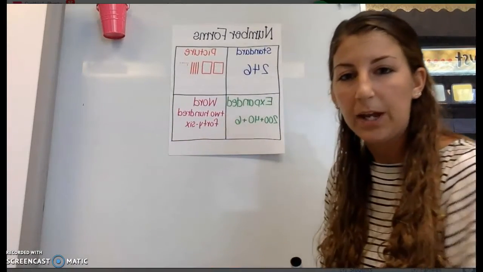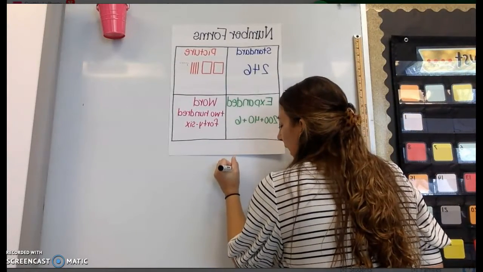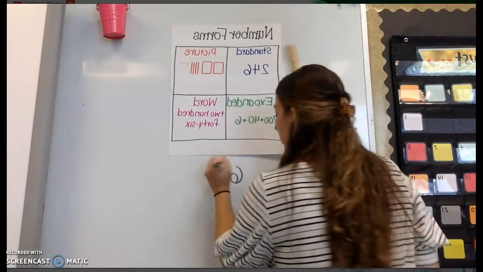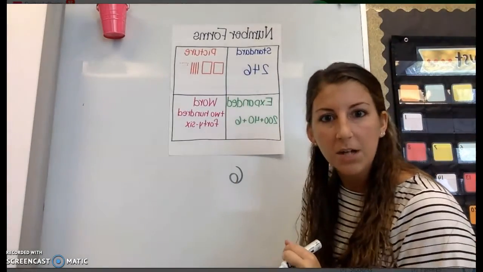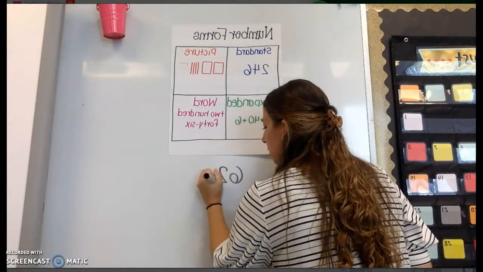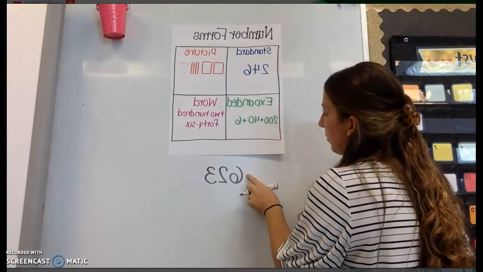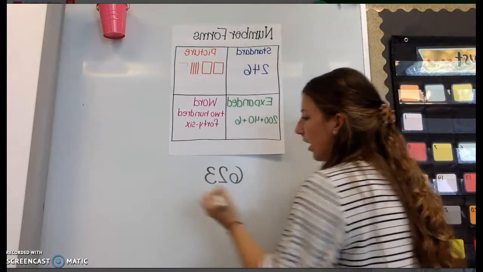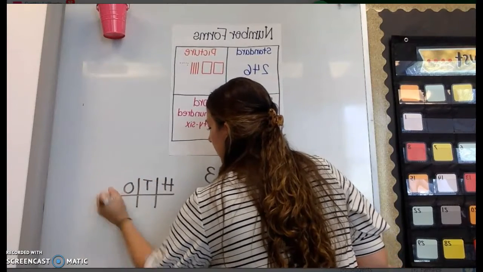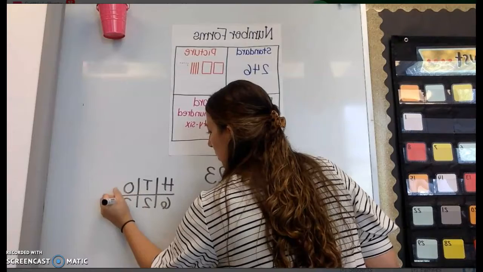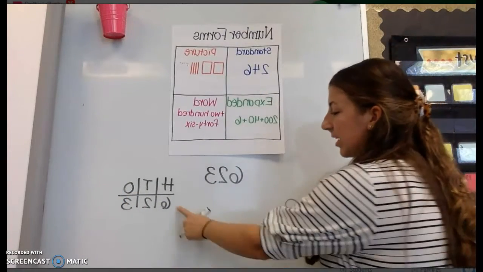The next example that we have is going to be a little bit greater. It's going to be a little bit bigger of a number. So we have 623. Almost got knocked out by a ruler. So this number is written in standard form because it uses just the digits. I'm going to put my helpful key over here with my hundreds, tens, and ones chart. So this is 623.